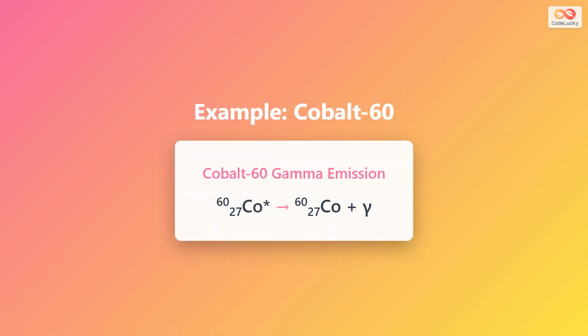A classic example is cobalt-60. When cobalt-60 is in an excited state, it undergoes gamma decay to reach its ground state. The equation shows cobalt-60*, with mass number 60 and atomic number 27, decaying to regular cobalt-60 plus a gamma ray. Notice that both the mass number and atomic number remain unchanged, confirming that the element stays the same.